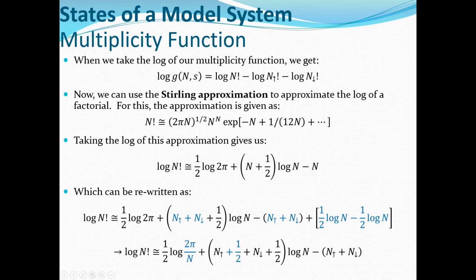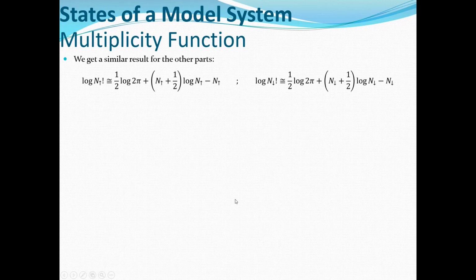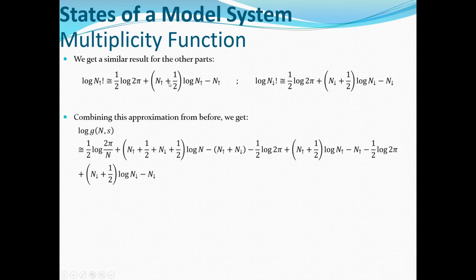All right, so what I end up getting is this. So this minus 1/2 log N term actually gets brought over with this log term. So that's where that 2 pi over N comes from. This one is going to be brought into here so that we have an N up plus 1/2, N down plus 1/2. We could do pretty much the same thing for the other two parts with the N up and the N down, though we don't have to actually do anything special with this.